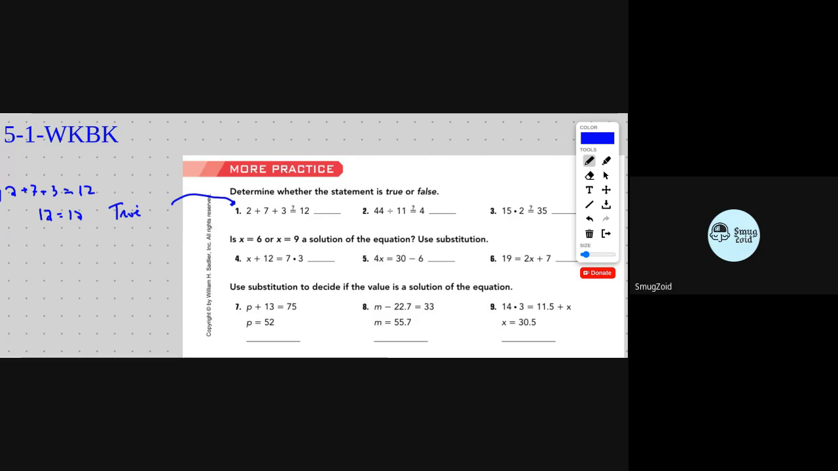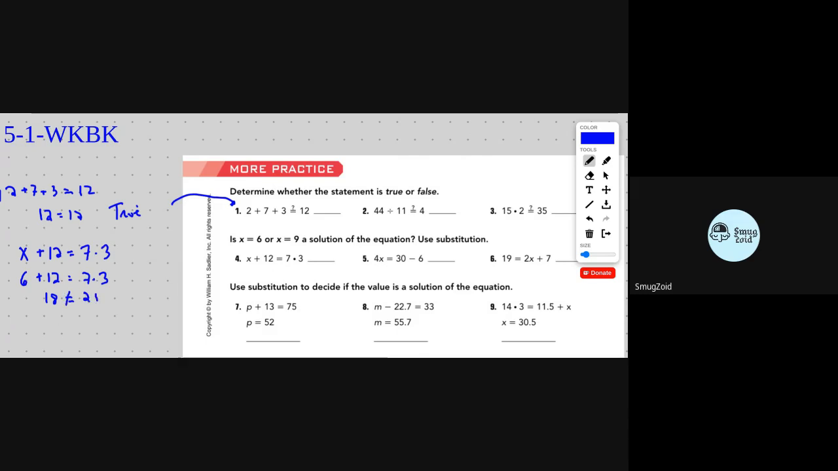Now they give you two different numbers. Is x equal to 6 or x equal to 9? Let me try the first one, number 4 for you, right? So I have x plus 12 equals 7 times 3. Well, I'll put 6 in. 6 plus 12 equals 7 times 3. And if you look at that, this is 18 and this is 21.